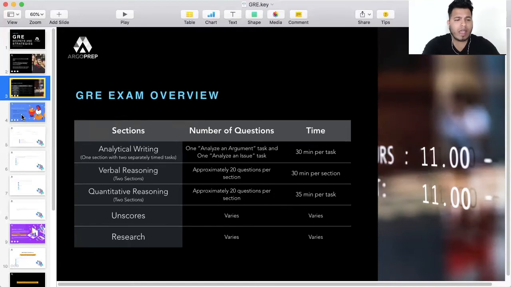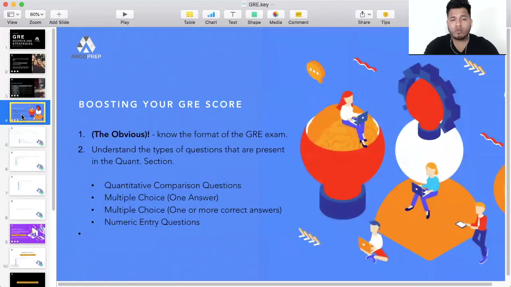So let's now go ahead and talk about boosting your GRE score. Number one, the obvious, know the format of the GRE exam. Yeah, we just went over that. I think you know that now. Number two, this is where we get into the actual content now. Understand the types of questions that are present in the quantitative reasoning section. You need to know exactly what types of questions you're going to see on the GRE Quant section. Very important.